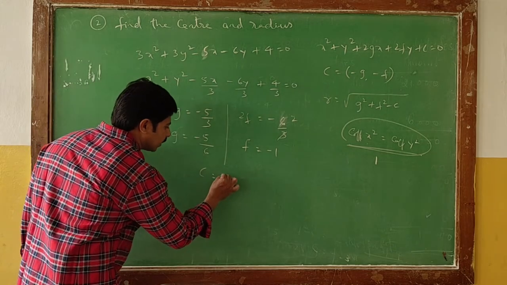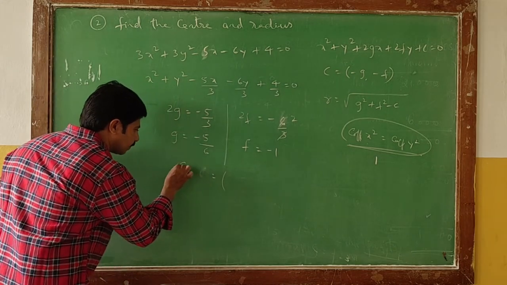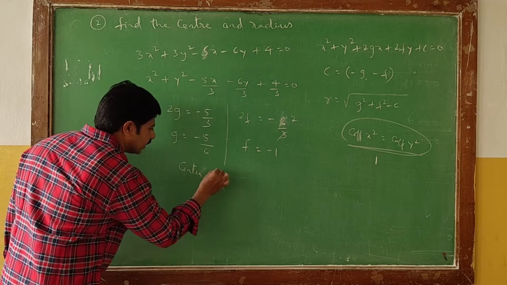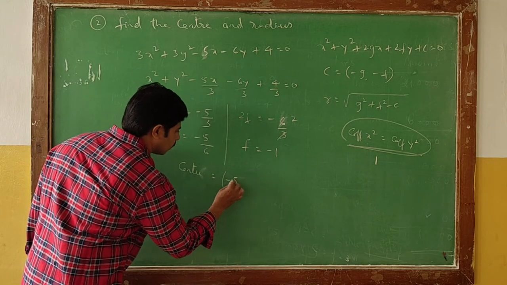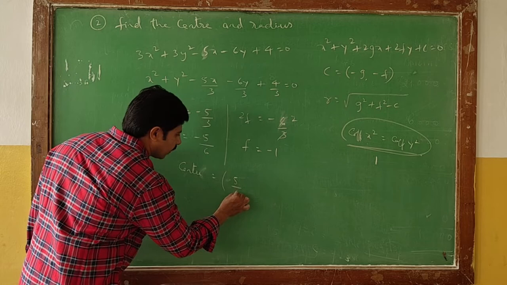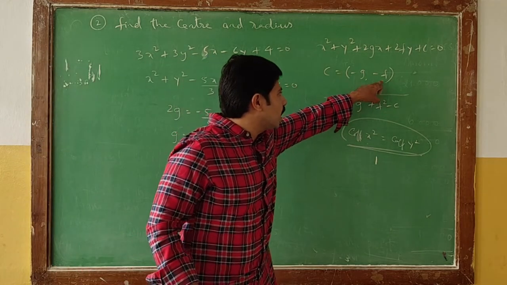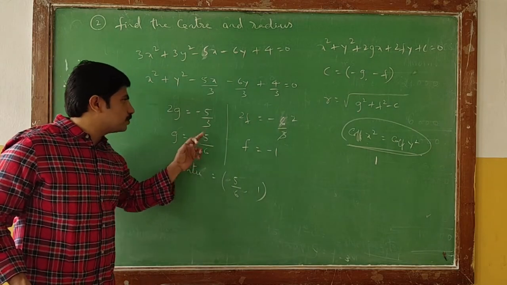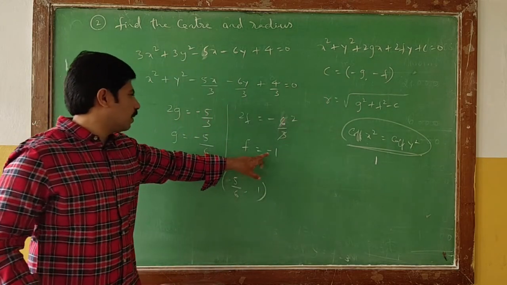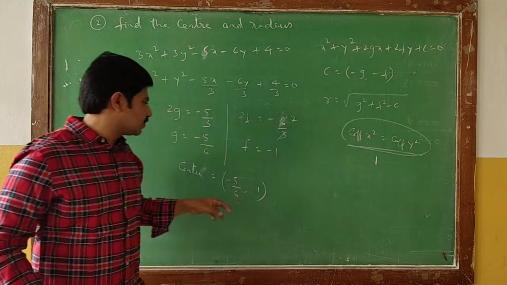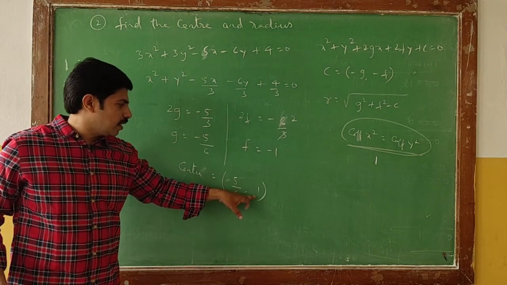Now, we got the center. What is the center? So, the center is 5 by 6 comma 1. Why 5 by 6 comma 1? Because the center is minus g comma minus f. When I substitute minus g, this will become plus, and for minus 1, when I substitute instead of it, it will become plus 1. So center is 5 by 6 comma 1.